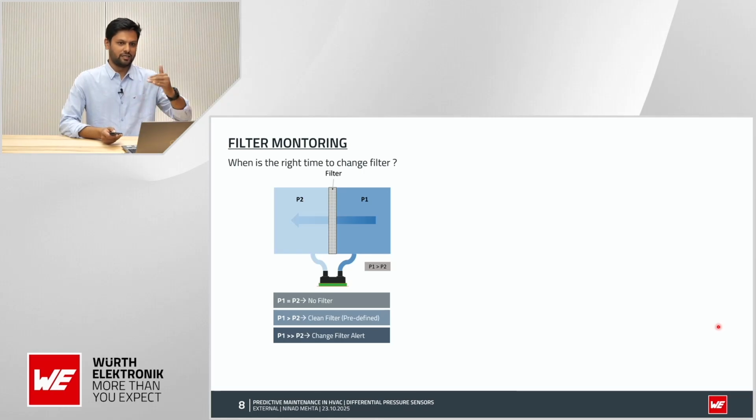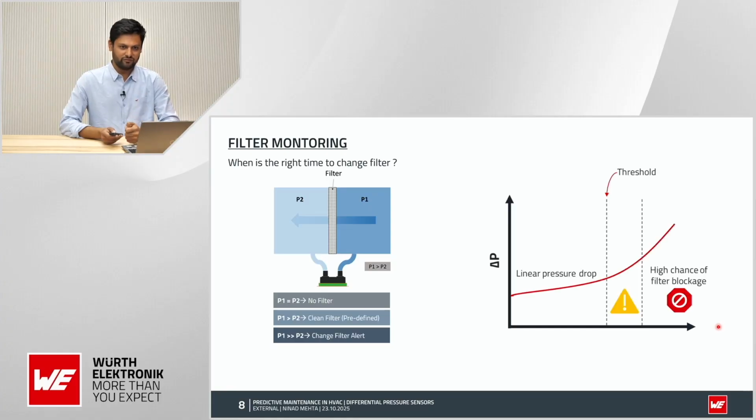So the higher the pressure drop, the indication is that the filter is getting clogged, and at some point you get the notifications that it's time to change the filter. So you find out the right time when you change the filter. With constant monitoring of the pressure drop across the filter, you have a linear increase in pressure, which is a linear pressure drop, which is normal behavior when you have a filter being clogged.